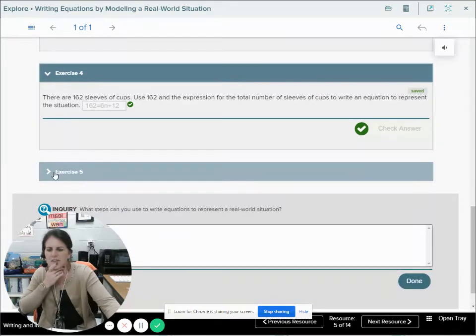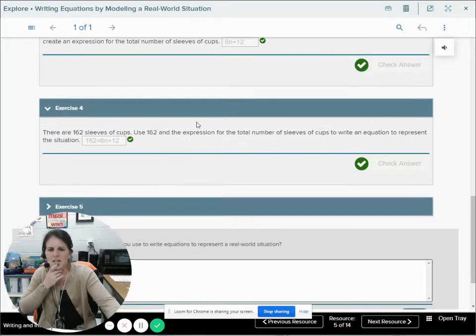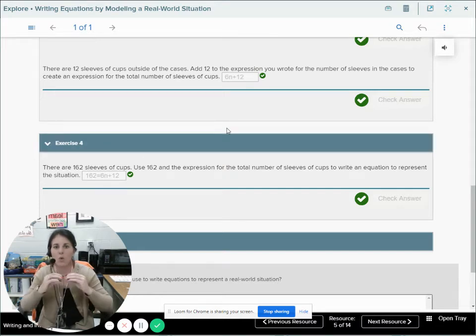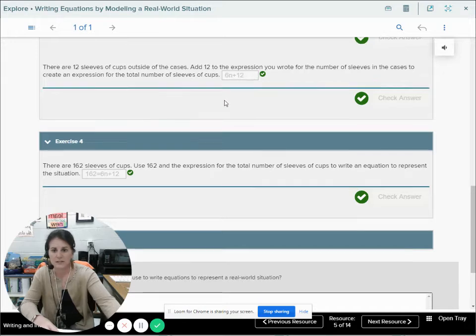So I want you to think about that for a second. What is the difference here between this expression and this equation? In an expression, there is no equal sign, but in an equation, we have an equal sign. Think about the word equation, E-Q-U-A at the beginning. Think about the word equal, E-Q-U-A at the beginning. In an equation, there is an equal sign. In an expression, there is not.